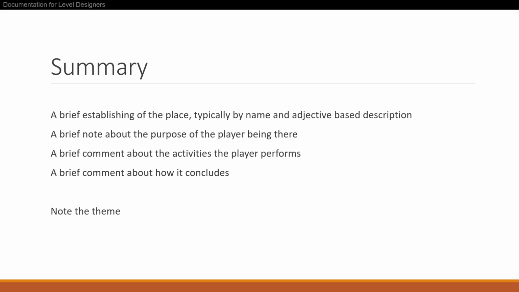So first thing you're going to throw down is a summary. Briefly establish the place, typically by name and adjective description. Players start atop a snowy mountain, stepping out of a utility van and seeing a vast valley before them, right? So I'm establishing that. I haven't told you how big the mountain is, how far away they are, the grittiness of the truck they came out of, whatever. I'm just briefly giving them that context.